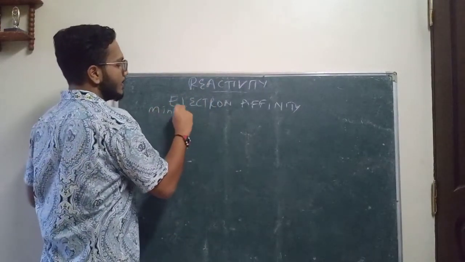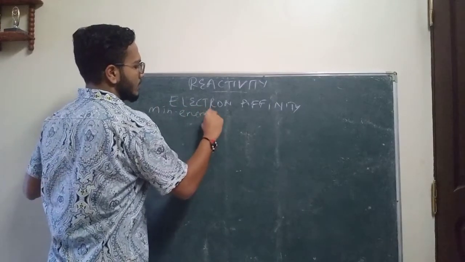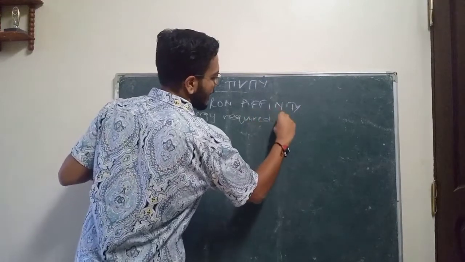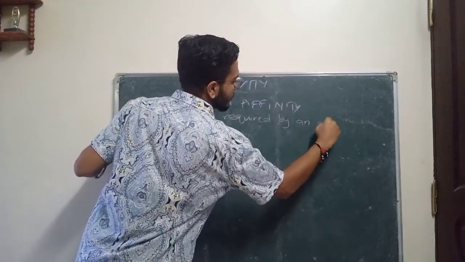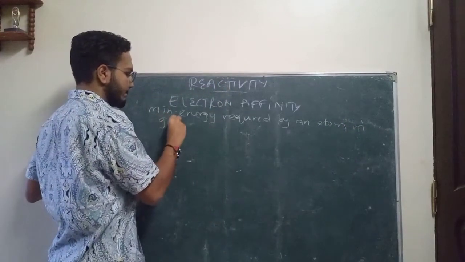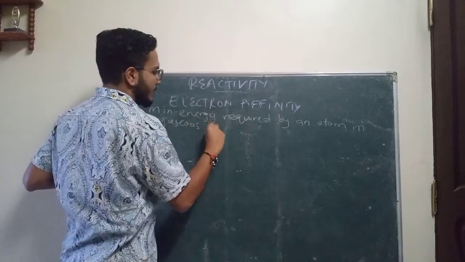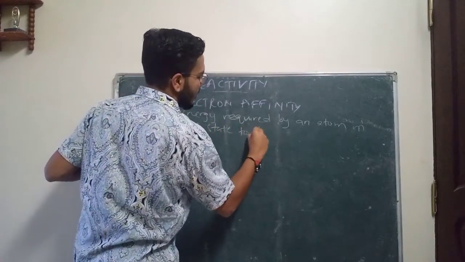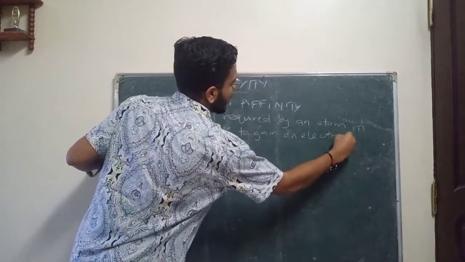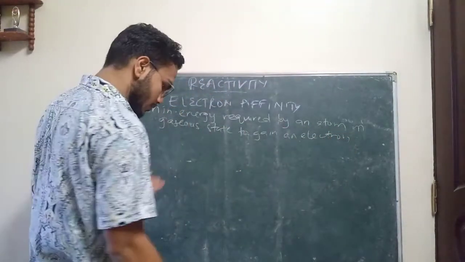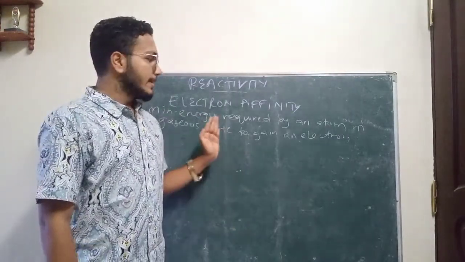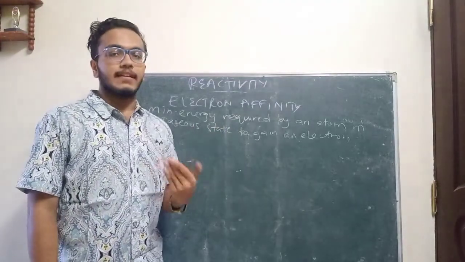Minimum energy required by an atom in gaseous state to gain an electron and become stable. You can include that or you cannot include that. So electron affinity also increases down the group. Electron affinity is the opposite of ionization energy.